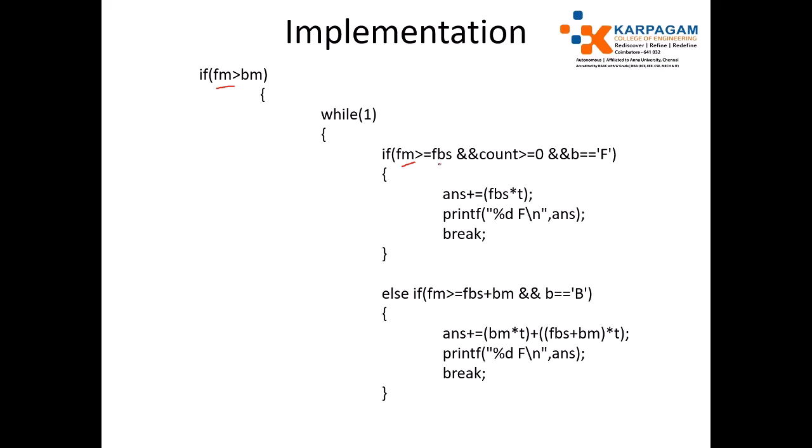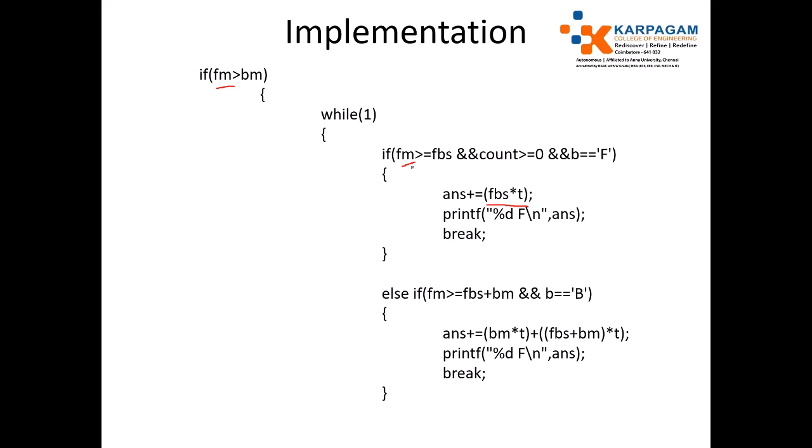Okay, if the condition is FM greater than FPS, that is, the magnitude of forward direction is greater than FPS, and count greater than or equal to 0, just check B equal to F, whether you are moving forward or not. If it is the forward direction, just multiply FPS with the time. So this is the time taken to move in the forward direction. Then add it to the answer variable. Finally print the answer, then give break.